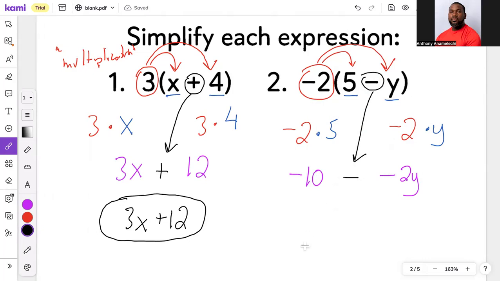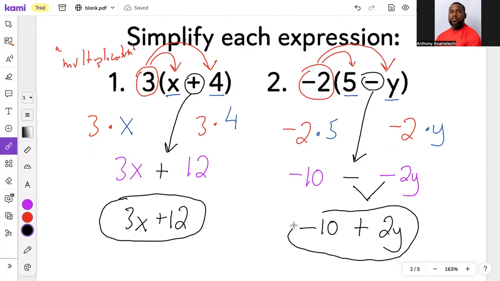Now, again, rules of math never change. They just stack on top of each other. Do you remember what happens when you have a negative and a negative together? They become a positive. So this becomes negative 10 plus 2y. So you need to remember your integer operations with positive and negative numbers.